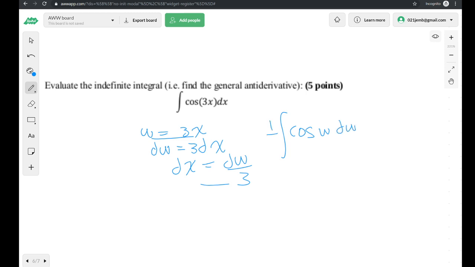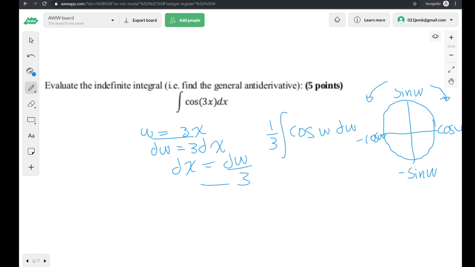We can bring the 1/3 outside of the integral. The integral of cosine w dw is just going to be sine of w. And that comes from this calculus unit circle version. We have cosine w here, sine w, negative cosine w, and then negative sine w. When we want to differentiate, we go clockwise, and when we want to integrate, we go counterclockwise.